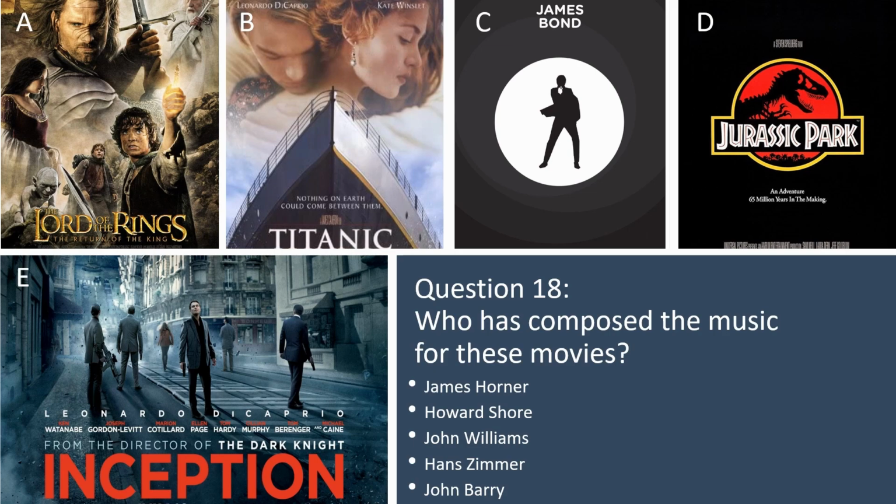And our last question, question 18, is a film music round. So who has composed the music for these movies? So we have A, The Lord of the Rings, B, Titanic, C, James Bond, D, Jurassic Park, and E, Inception. And you have to choose between James Horner, Howard Shore, John Williams, Hans Zimmer, and John Barry. Hopefully you can figure out who composed the music for these movies.